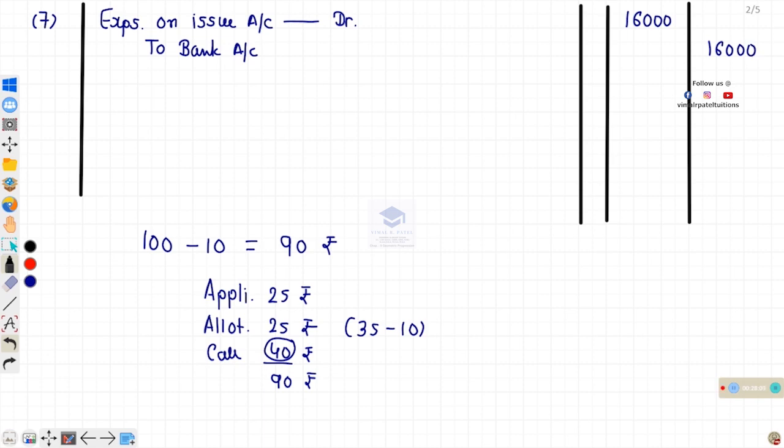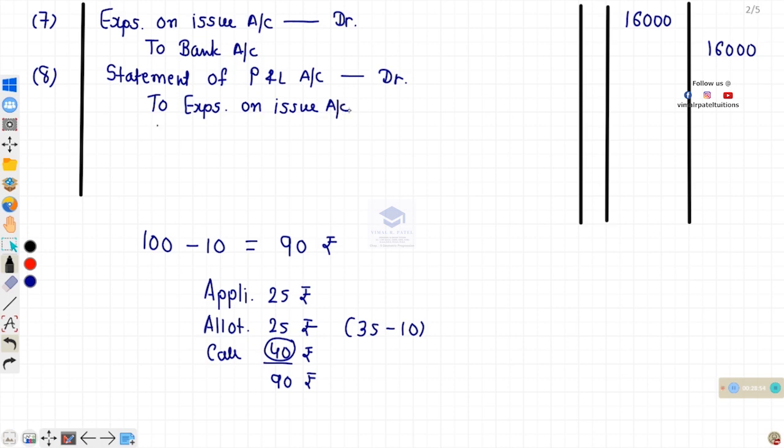Now it is further said, the company decided to write off 1/5 amount of expense and 1/5 amount of debenture discount from the statement of profit and loss account. So at the end of the year, you have to debit this expense and discount to the statement of profit and loss account. So every year the company has decided to write off 1/5 amount. So 1/5 of 16,000.